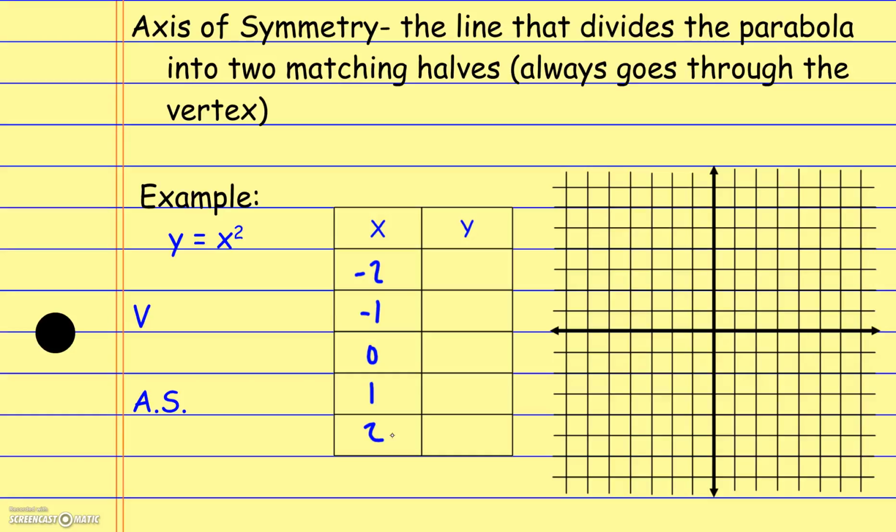All right. And so I just plug each of these in for x right here. So I'm plugging the -2 in. When I plug the -2 in, it gives me a +4. When I plug the -1 in, it gives me a 1. Plug the 0 in, I get a 0. Plug the 1 in, I get a 1. Plug the 2 in, I get a 4.